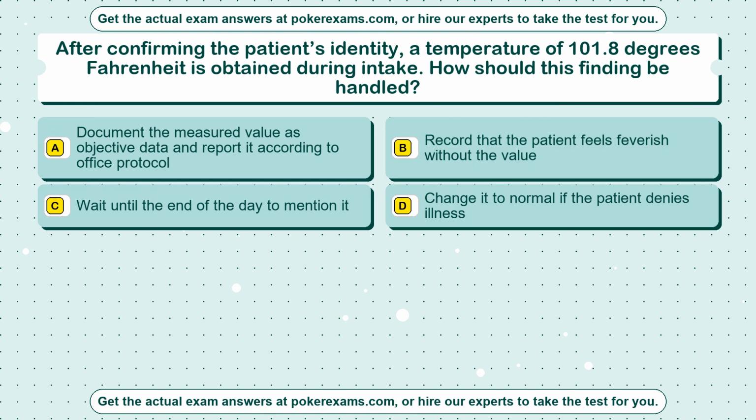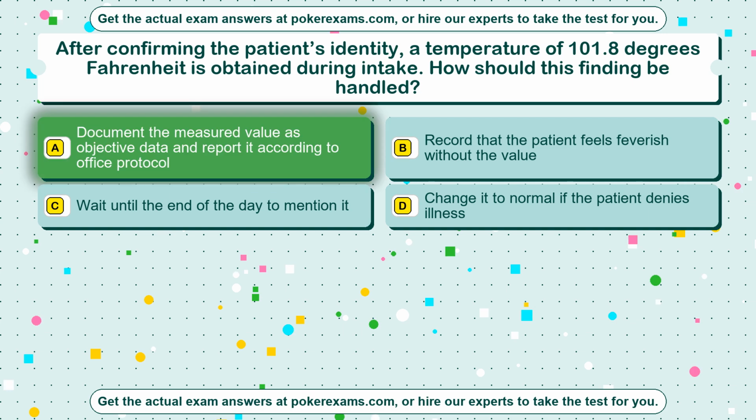Question 4. After confirming the patient's identity, a temperature of 101.8 degrees Fahrenheit is obtained during intake. How should this finding be handled? Option A. Document the measured value as objective data and report it according to office protocol. Option B. Record that the patient feels feverish without the value. Option C. Wait until the end of the day to mention it. Option D. Change it to normal if the patient denies illness. The correct answer is option A.